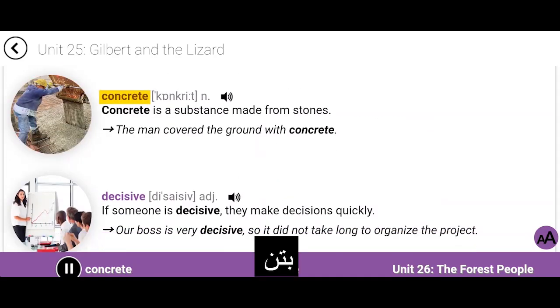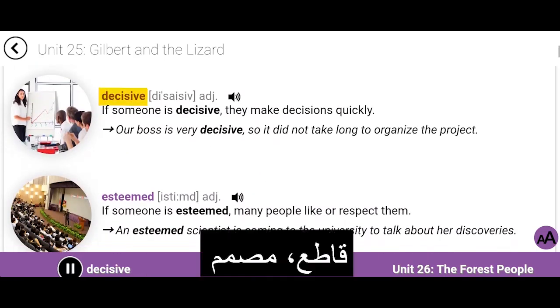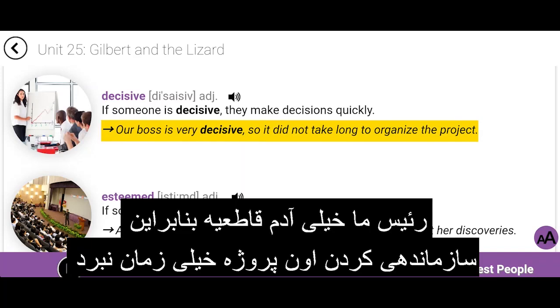Concrete. Concrete is a substance made from stones. The man covered the ground with concrete. Decisive. If someone is decisive, they make decisions quickly. Our boss is very decisive, so it did not take long to organize the project.